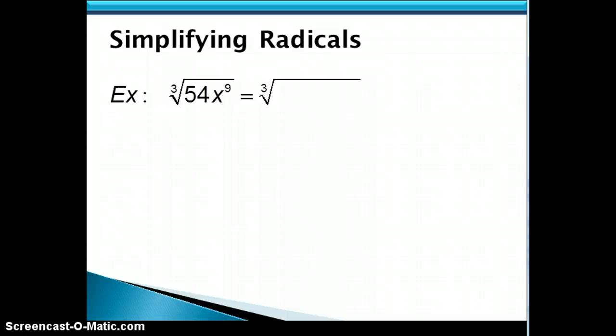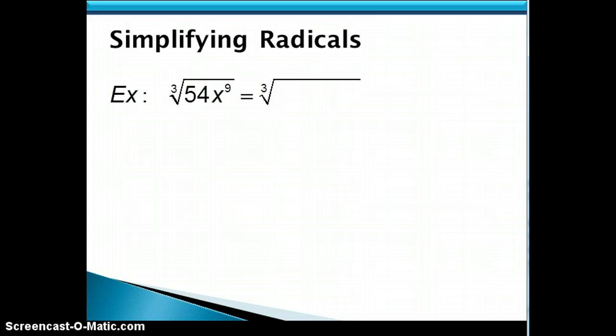Here's an example with a cube root. Cube roots are worked out very similarly. We use the product rule the same way, except we're going to be looking for perfect cube factors. So if you look at the list of perfect cubes, maybe start with 2 cubed, which is 8, and then 3 cubed, which is 27, and you probably only need to go up to about 5 cubed, which is 125. You probably won't see any examples where you need to know any bigger than that.